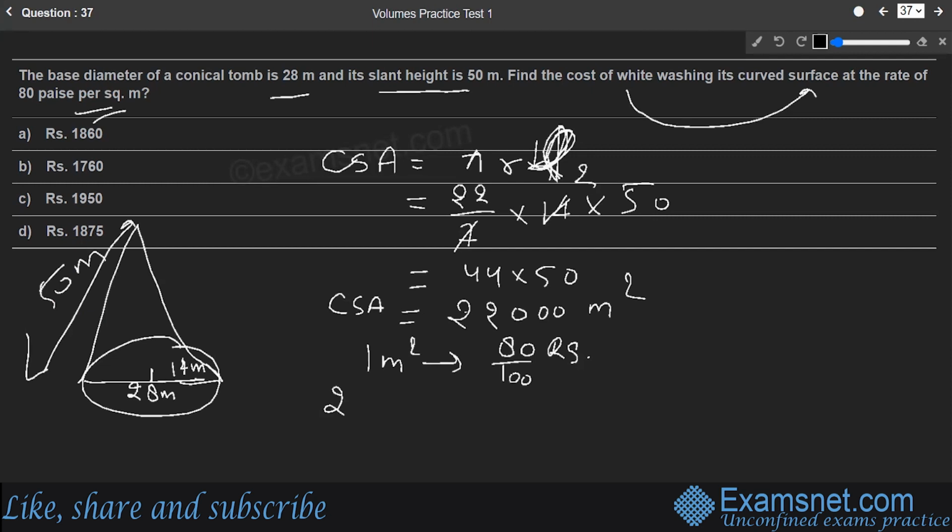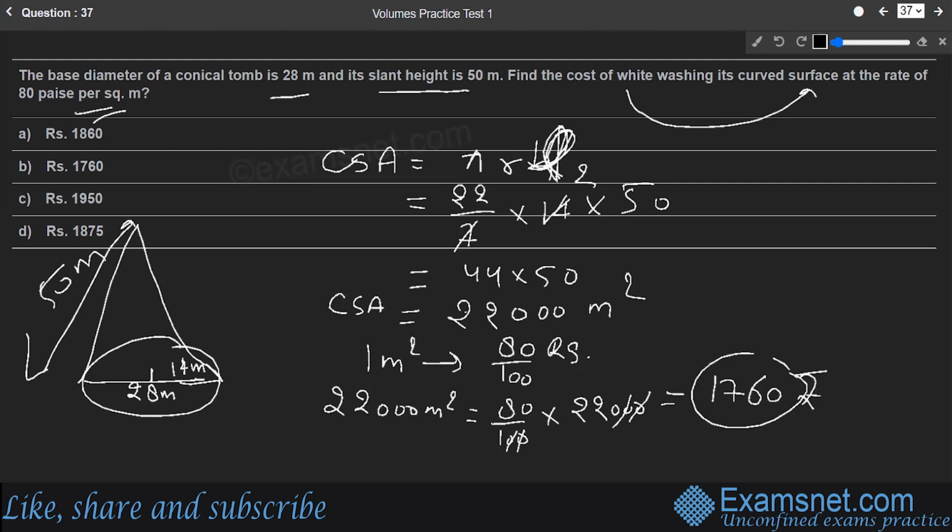So we have to whitewash 2,200 meter square. So that is going to be 80 by 100 multiplied by 2,200. If we calculate, these two zeros get cancelled. So it ultimately comes out to be rupees 1,760. So that is the right answer.